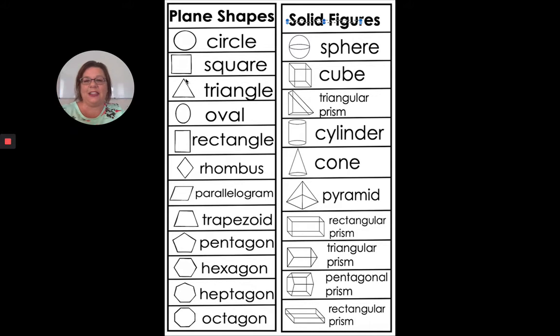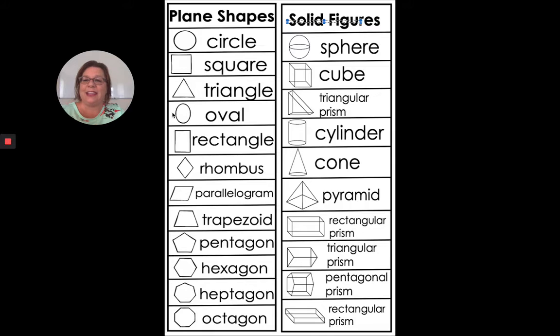The next shape is a triangle. A triangle has 3 sides, 1, 2, 3. It has 1, 2, 3 corners, and all 3 lines are connected. This is a triangle. Let's spell triangle. T-R-I-A-N-G-L-E.